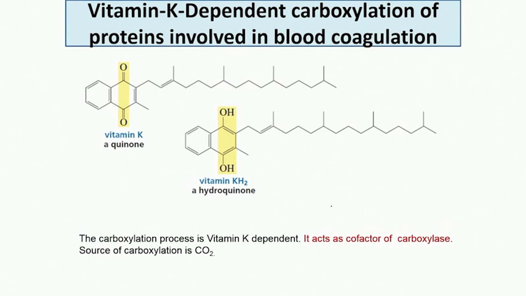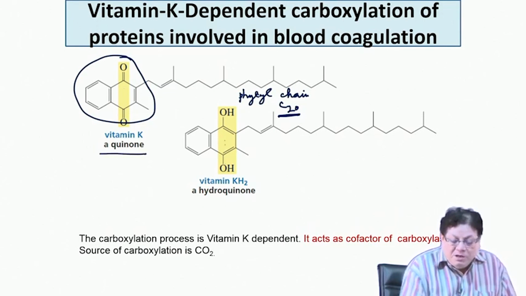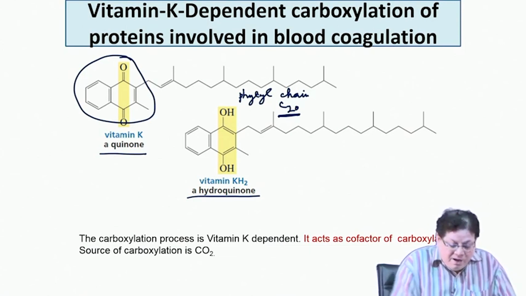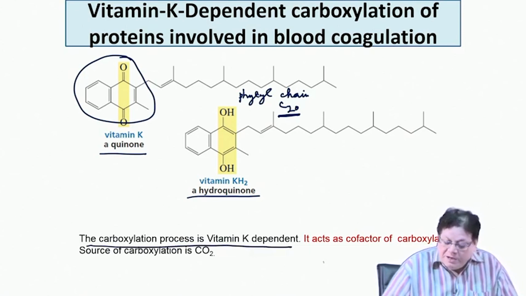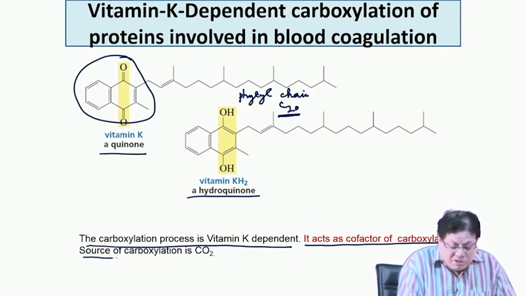Let us see what the structure of vitamin K is. Vitamin K has a quinone moiety attached to what is called a phytyl side chain. It is a C20 side chain, made of 20 carbon atoms. This is the oxidized form, a quinone, and in the reduced form it is a hydroquinone, where you have OH and OH here. The carboxylation process is vitamin K dependent and it acts as a cofactor for the carboxylase.